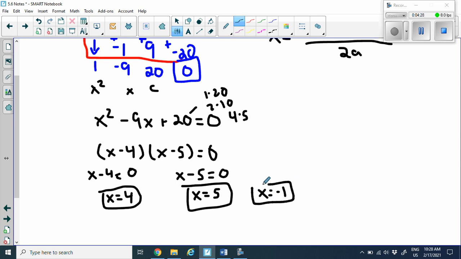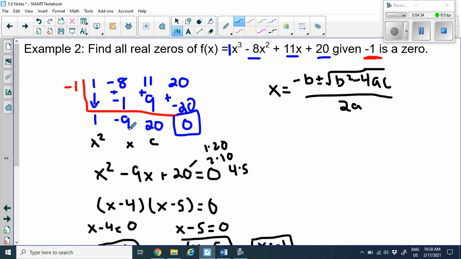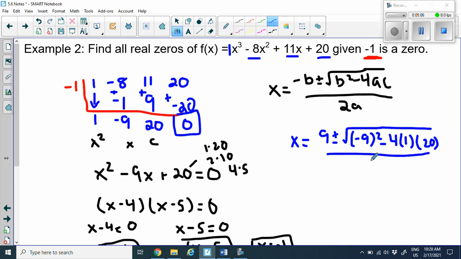Now, how can we use the quadratic formula to also find this answer? Well, we use this formula with our x squared equation and plug in the values. So I have x equals the opposite of b, so the opposite of -9 would be +9, plus or minus the square root of b squared, so -9 squared, minus 4 times our a, which is 1, times our c, which is +20, all over 2 times our a.